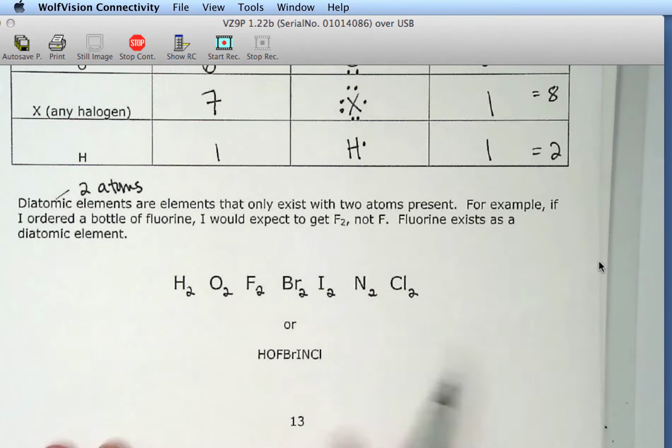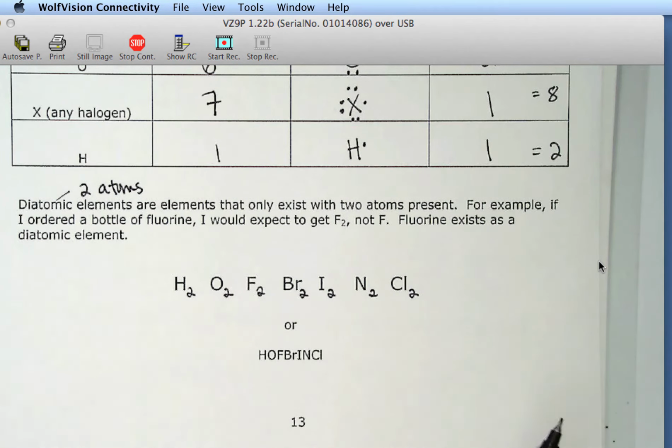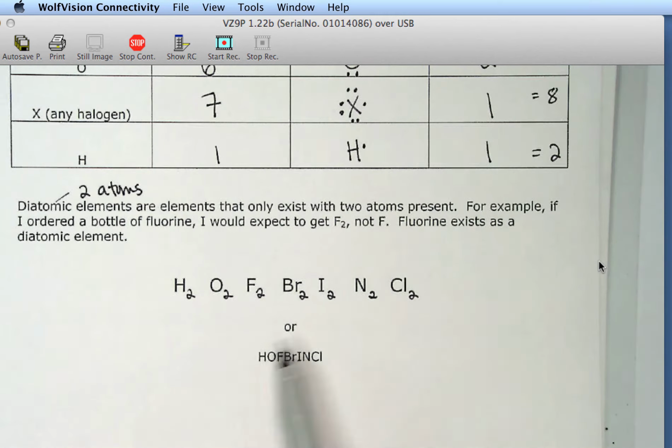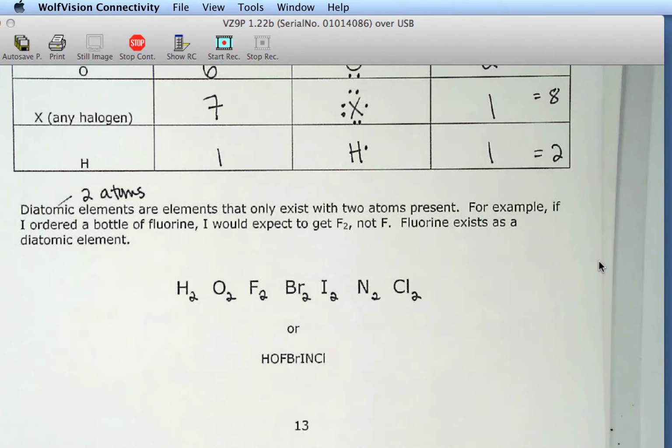The best way I've been able to teach students is by using Hofbrinkel. Make sure you capitalize the correct ones so that you know which elements are which. I've had students write Hofbrinkel at the top of their exams or quizzes, so that when I say, provide the molecular formula for fluorine, you don't put just F, you put F2. On lab number 8, there is a diatomic element on the back page.